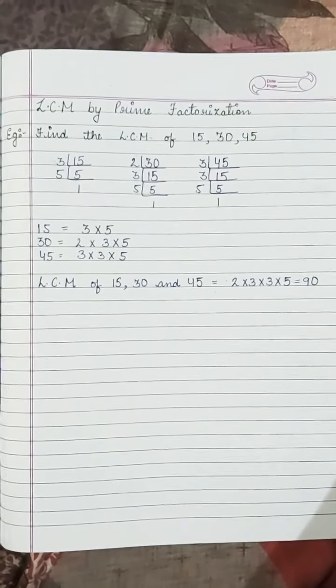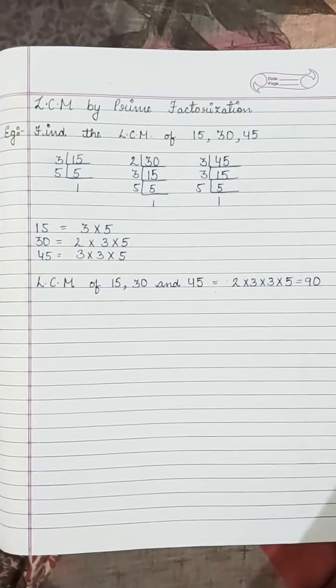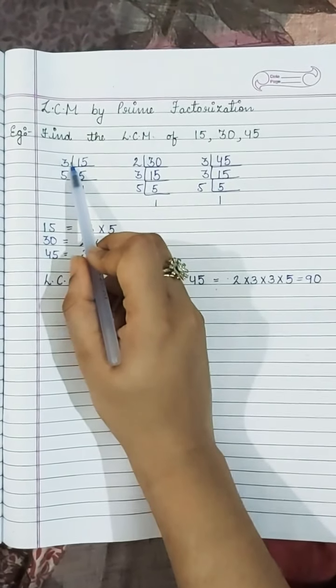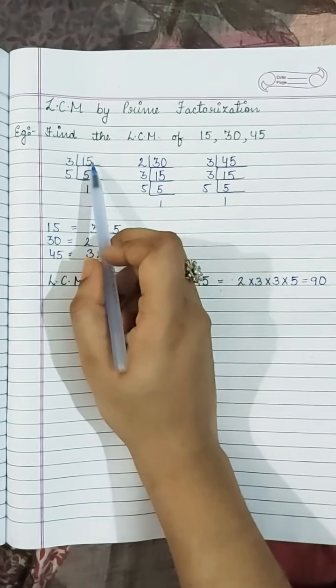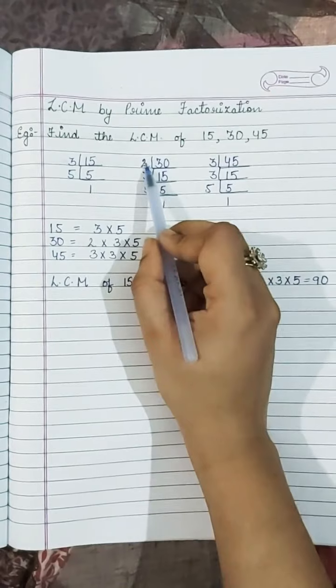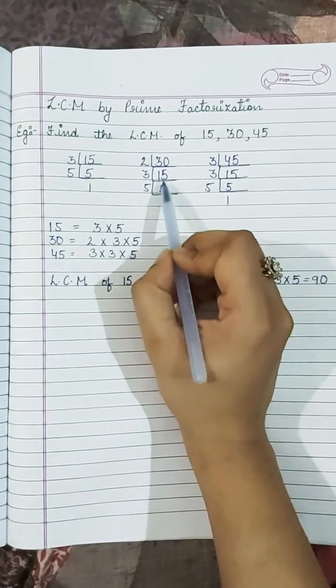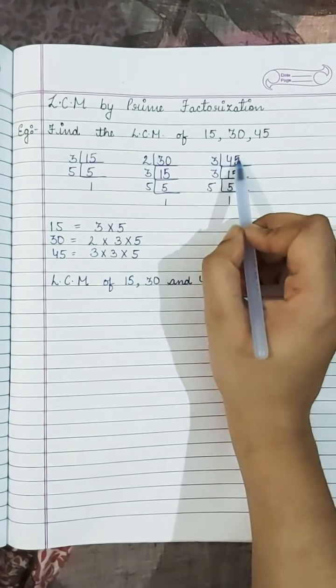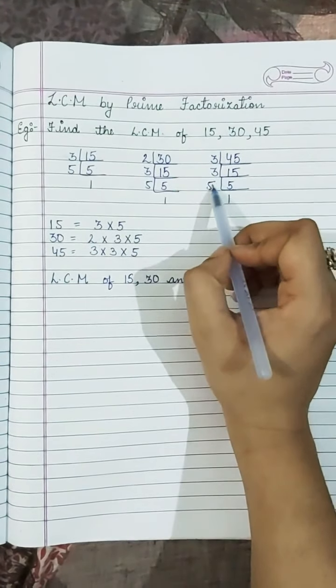Now, see here, the first example is find the LCM of 15, 30, 45. So, what I have done is the prime factorization of 15 here. 3 5s are 15, 5 1s are 5. Now 30, 2 15s are 30, 3 5s are 15, 5 1s are 5. Now 45, 3 15s are 45, 3 5s are 15, 5 1s are 5.